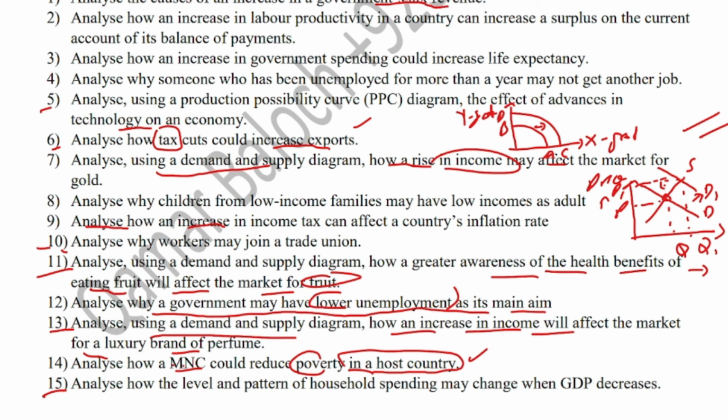Question number 15 says analyze how the level and pattern of household spending may change when GDP decreases. Okay, so when GDP decreases, it means now people have lesser income. So as a result, their spending may fall, because when people have less income, they may spend less because they have lesser purchasing power. So pattern of household spending will also change, right? So when people have lesser income, they mainly focus on basic necessities of food, shelter and clothing, because they don't afford to buy luxury products, and the demand for luxury products will decrease because of a decrease in GDP and lower income of the country.